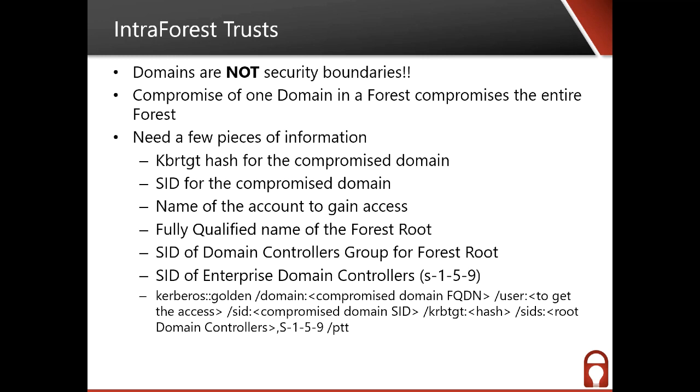You need to have several pieces of information to actually run this attack. You need to have the KRBTGT hash for the compromised domain, the one that you have already. You need the SID for that domain. You need the name of an account on the other side that has the access you want. You need the name of the forest root. You need the SID of the domain controllers group for the forest root, and the SID for the enterprise domain controllers group, which is always S-1-5-9. And then you run a command.